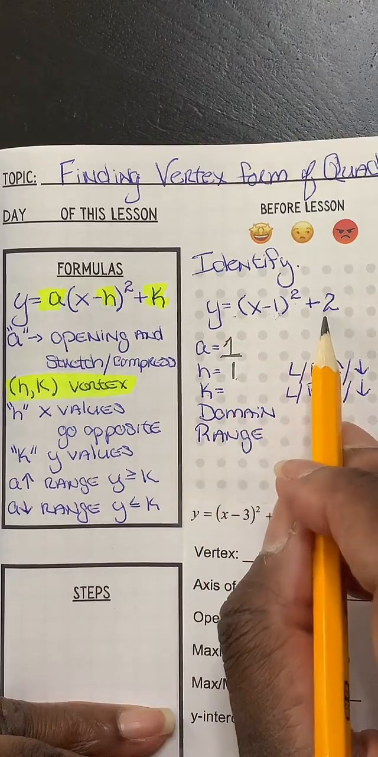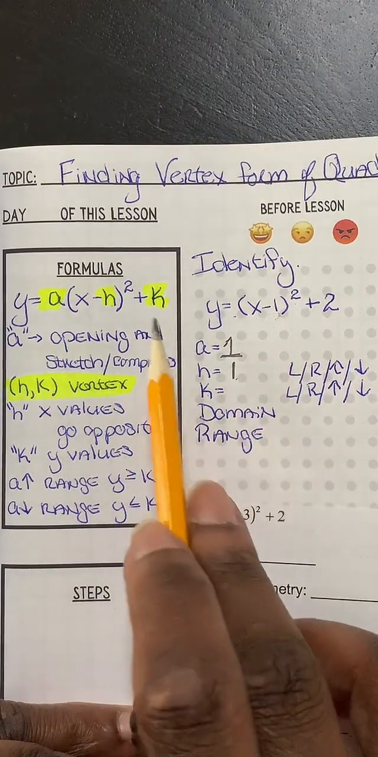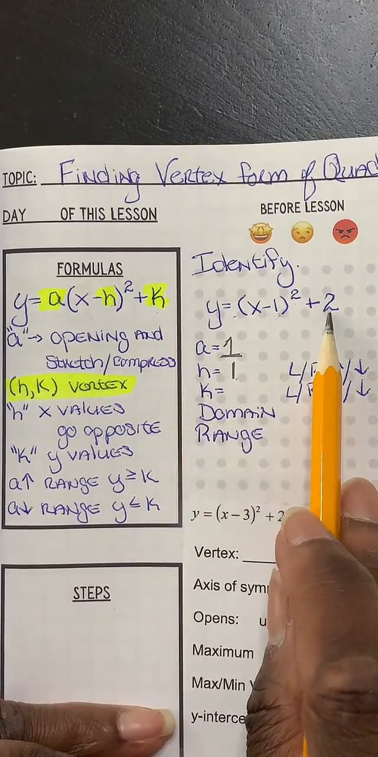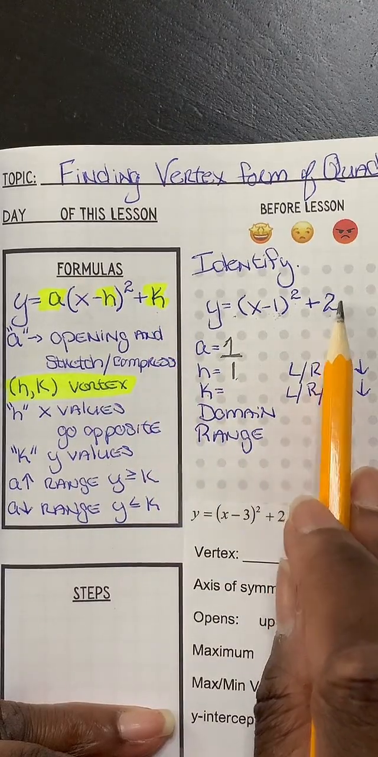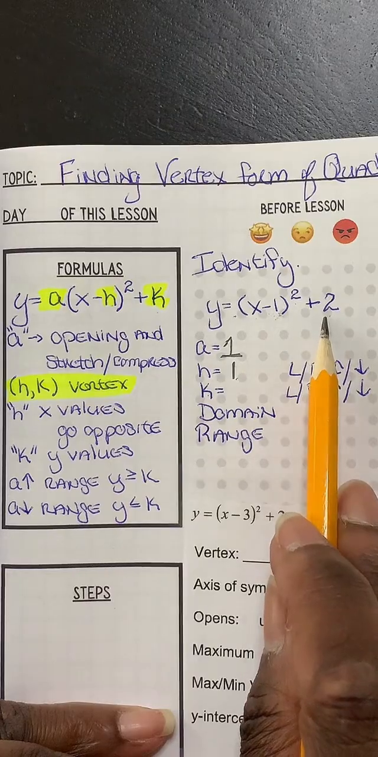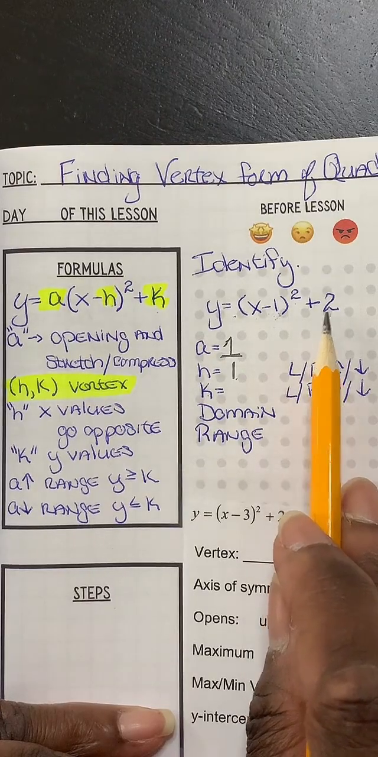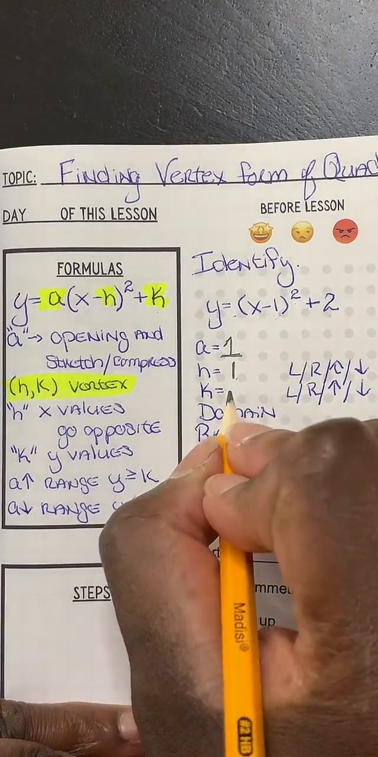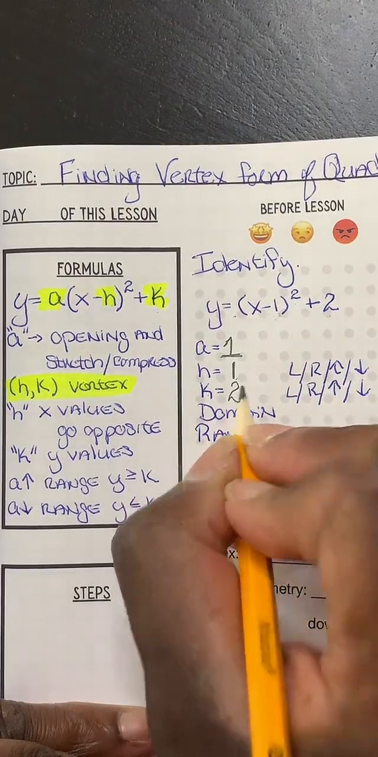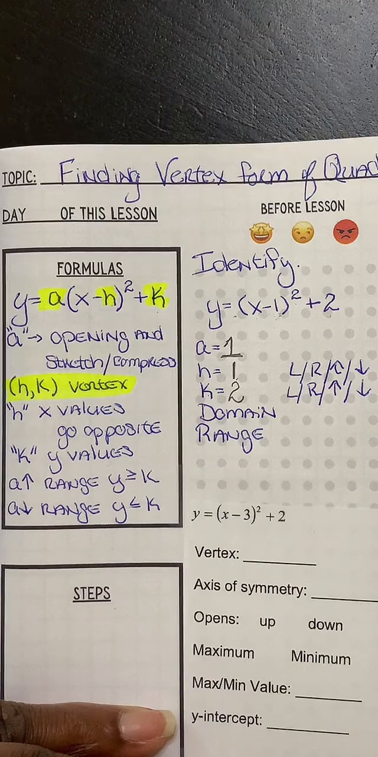But my k value, the k is my constant. My k value is outside. I write down exactly what I see. I see a positive 2, so my k is going to be a positive 2.